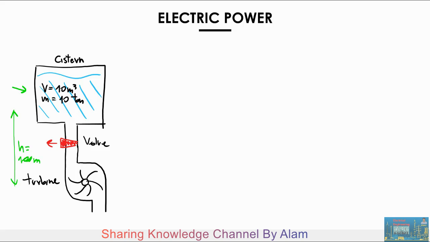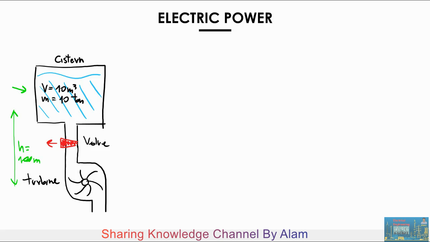Now let's do a little bit of a calculation to see, first of all, what is the energy that is stored in the system. As we've seen before, because we have a certain amount of water with a certain mass at a certain elevation, the water will have a certain potential energy, in this case gravitational potential energy. So here we have a few numbers, let's just do the math.